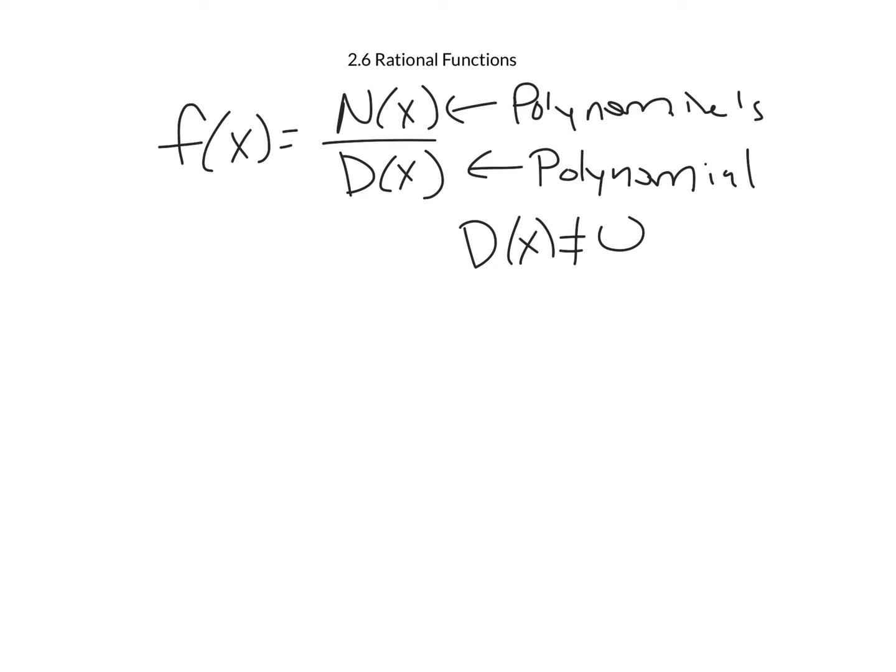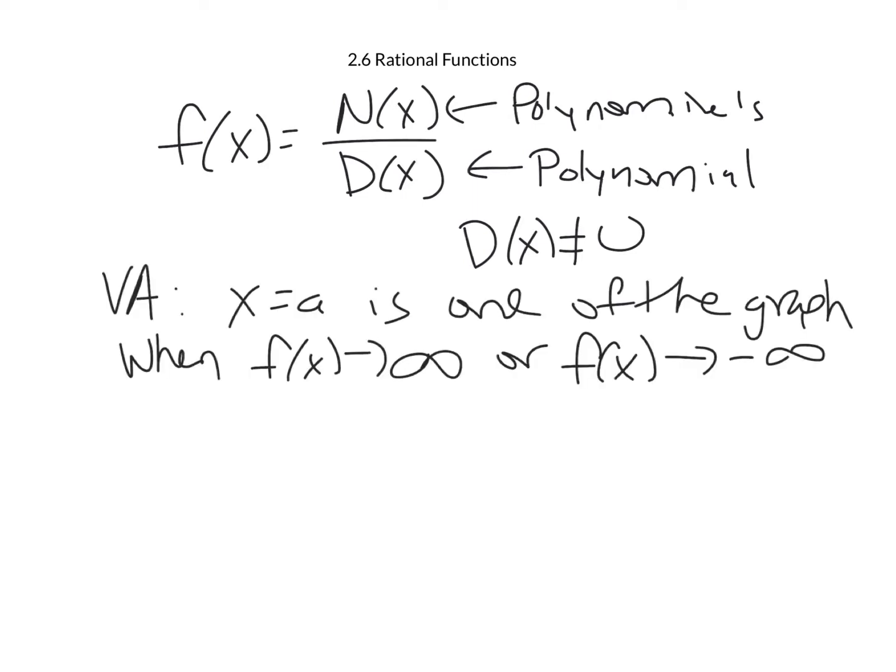Alright, rational functions. So we have f of x equal to n of x over d of x. N of x and d of x are just the functions that your book used, so I just stuck with them to be consistent. They are polynomials, and of course the denominator cannot be 0.